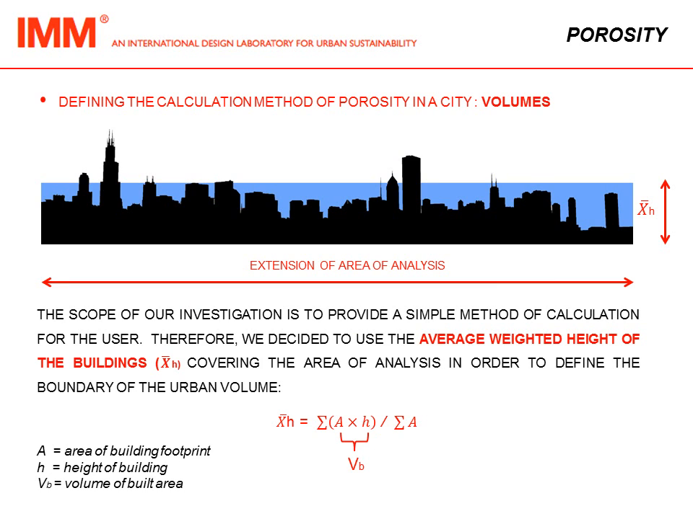The scope of our investigation is to provide a simple method of calculation for the user. Therefore, we decided to use the average weighted height of buildings, xh, covering the area of analysis in order to define the boundary of the urban volume. So, xh is given by the area of building footprint multiplied by the height of building, which gives the total built volume as a result, and then divided by the sum of total areas.